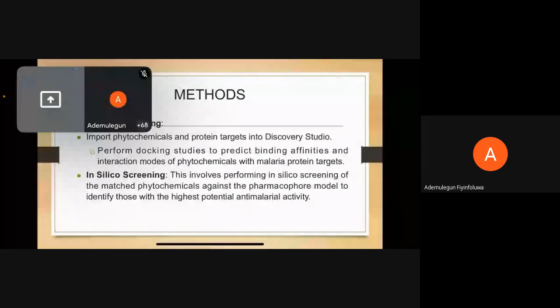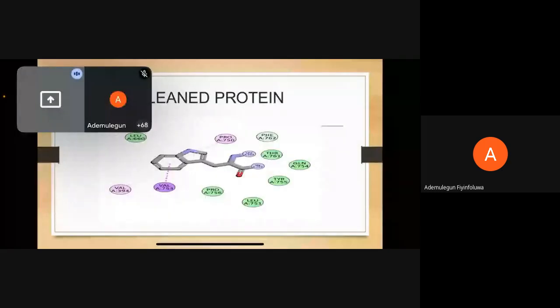After our docking, we had our clean protein. We had to clean our protein before docking, by the way. Had I been presenting this live, I could have rotated these proteins for you. But when you see the protein, you can see the amino acids located at different ends of the protein, the leucine, the valine, and different amino acids attached to this particular protein.